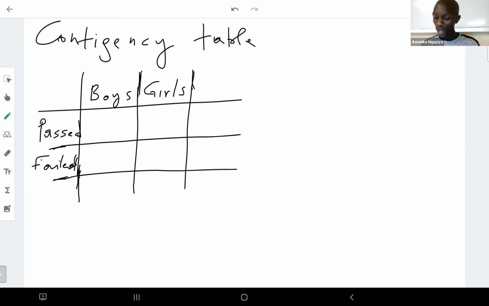So let's say in your class there are 16 learners, and we say 6 of them are boys, and we say 10 of them are girls. And out of those 6 boys, we say 5 of them passed the test. So that 5 over there means 5 boys passed the mathematics test. And then what do you think will be the number of boys that failed the test?